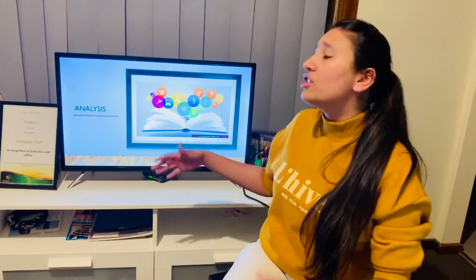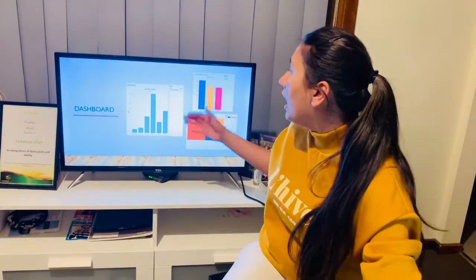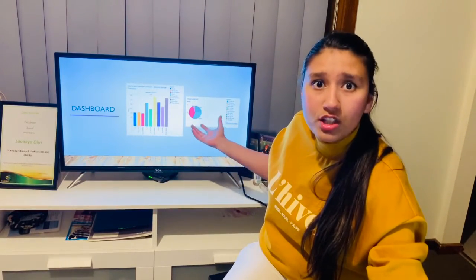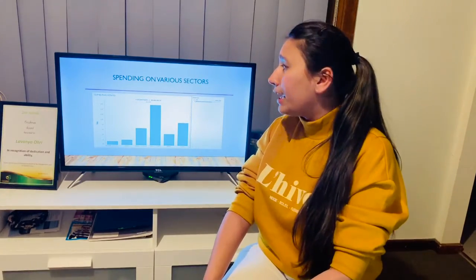For this analysis, I have considered Australia, not all over the globe, as my research country, considering various indicators under education as my domain. In this, various dashboards have been prepared, of which five main dashboards considering different indicators will be recorded here. The first one is spending on various sectors.